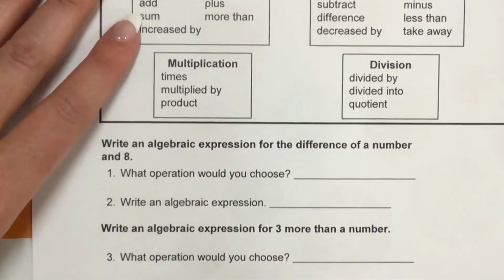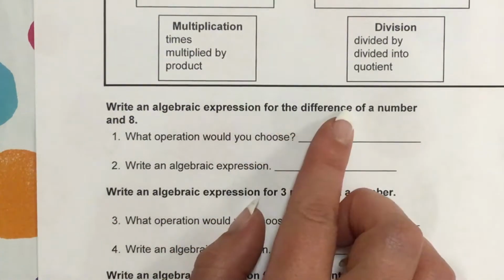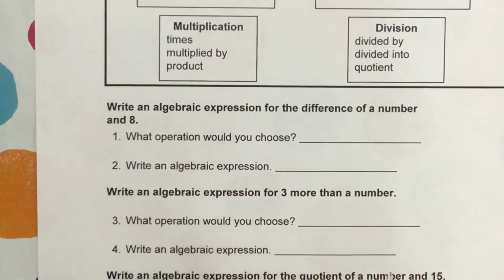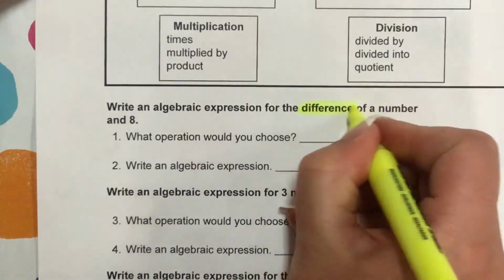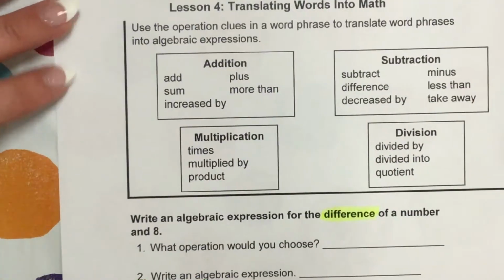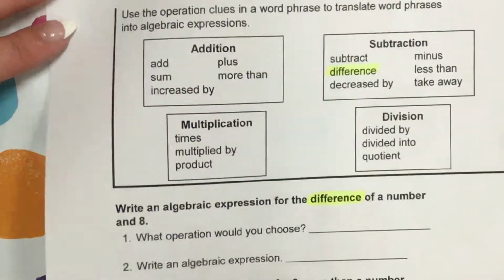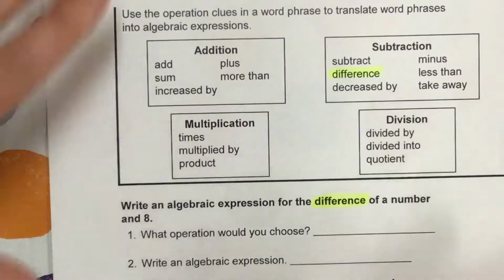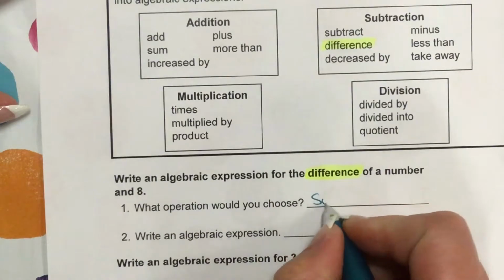Now let's look at a couple different problems. It says, write an algebraic expression for the difference of a number and 8. So, difference of a number and 8. What is the key word with that? Well, I think the key word is difference. That is the key word. So, when we look up here, difference is a key word for what? And we see it right there. Difference is the answer of a subtraction problem. So we know that we're dealing with subtraction. So number 1 says, what operation would you choose? We would choose subtraction.